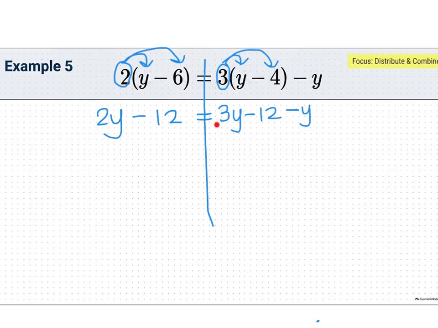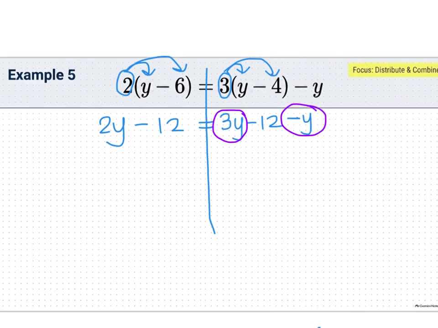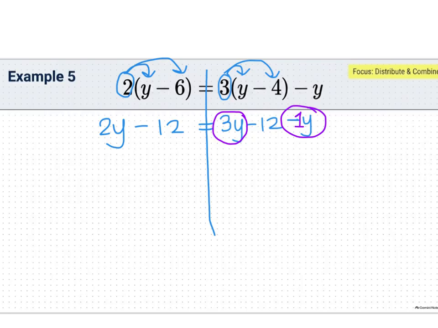But if I look over here, I have a y, a number, and a y. So these y's are like terms. So I'm going to combine 3y minus y. And if you don't remember, there is an invisible 1 in front of this y here. So that's just like saying 3 minus 1. On the left side, I'm just going to bring these down because I don't have any like terms to combine over there. So I have 3y minus 1y over here, which gives me 2y. And then the -12 in between them, I'm just going to bring down.